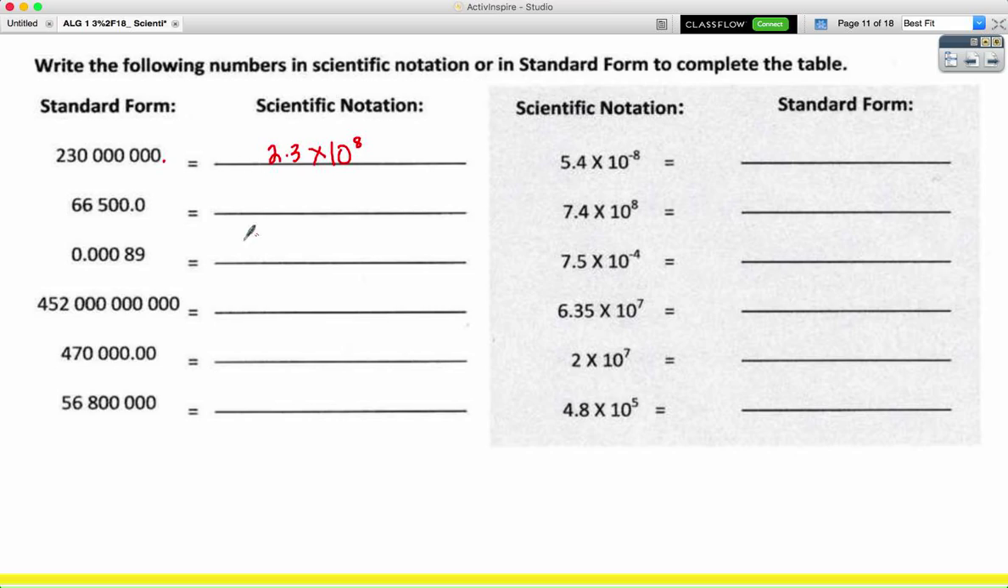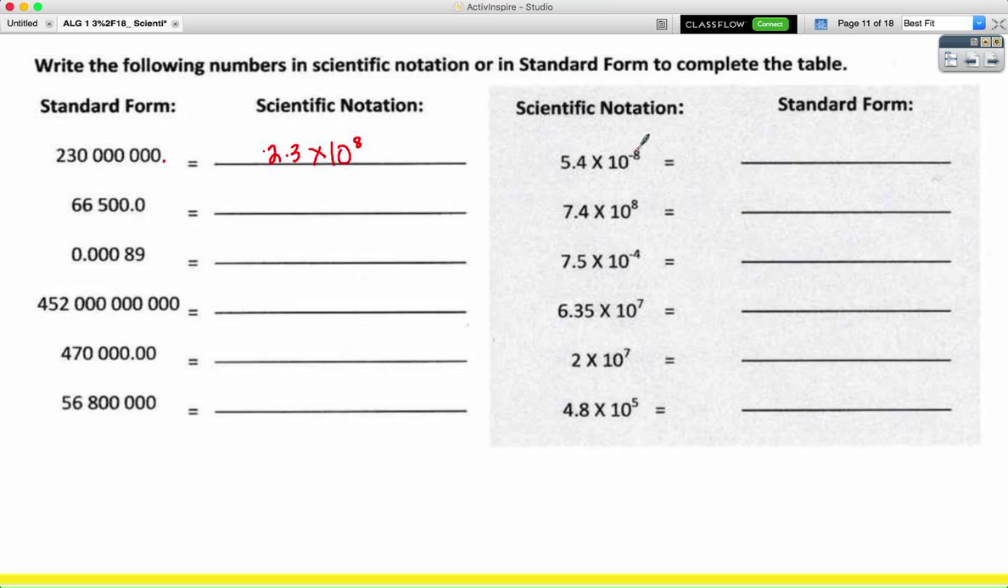So this could be some extra practice for you. We're not going to sit here and do all of these. If you need some extra help with this, I will look through these and then I will post a key on Schoology for you to reference. So I have one example of going standard to scientific, and then we'll do scientific to standard.